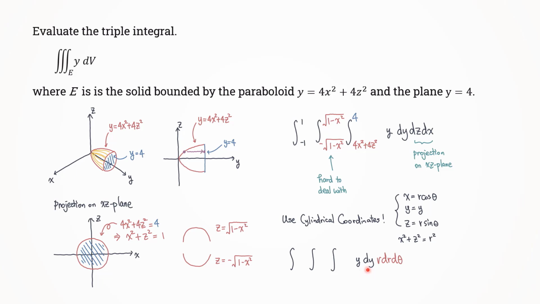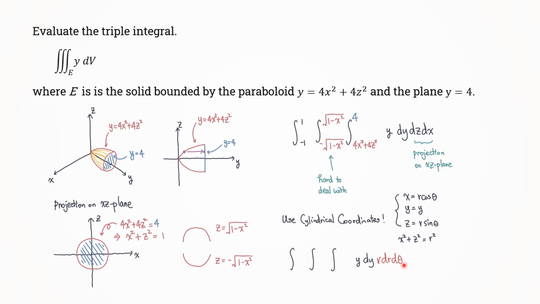Okay, so now let's write down the integral, and you can see that because we are using the cylindrical coordinate system, y is still equal to y, so y would still just be itself, and then the dy will stay there. Now what about the dz dx? The dz dx is the dA. In this case, the dA will turn into r dr d theta.